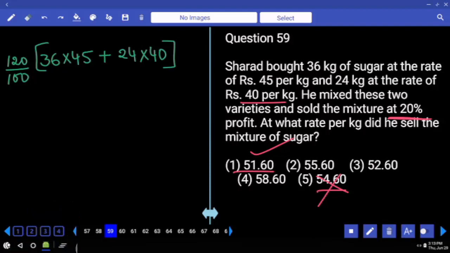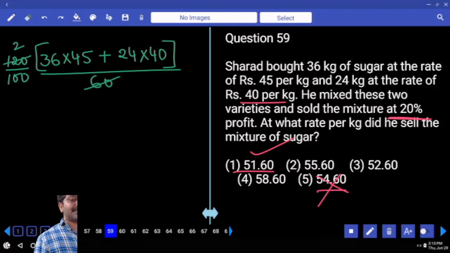First variety how many kgs we have? Second variety total. So this is selling price of 60 kgs. Per kg in the sense divided by 60. 60 how many times? 2 times, right? 36 into 45: 50 times minus 5 times. 50 times of this number is 1800.